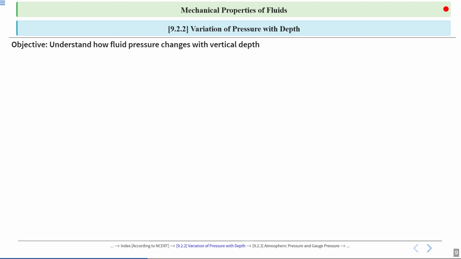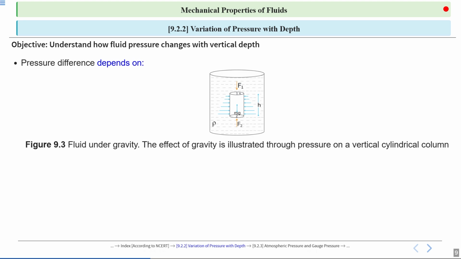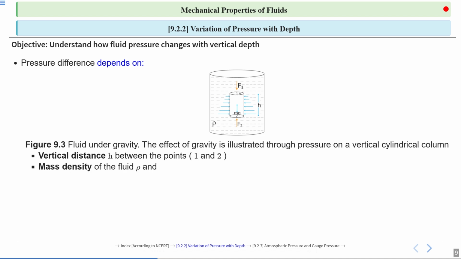The pressure difference depends on three parameters. First, the vertical distance h between the first and second points. Second, the mass density of the fluid, rho, and acceleration due to gravity, g. So these are the parameters on which pressure depends.